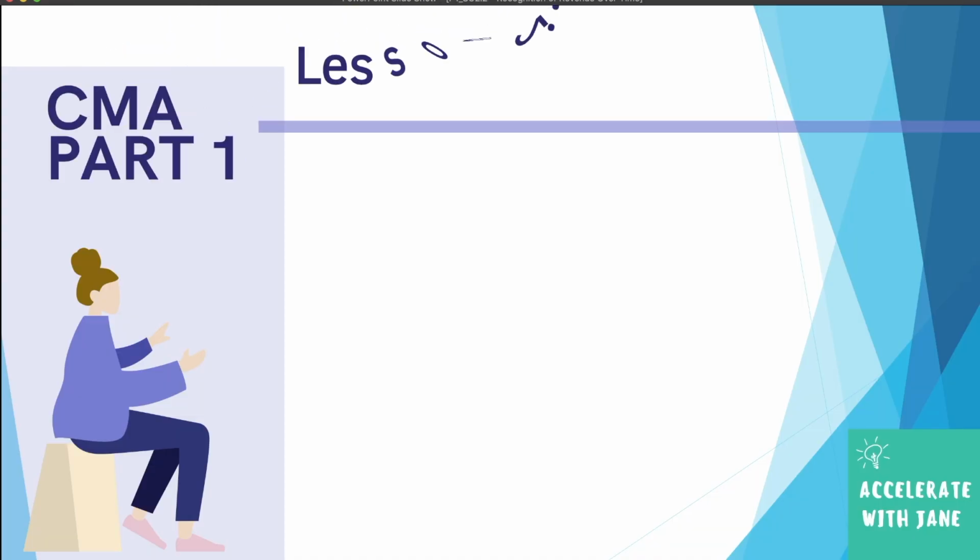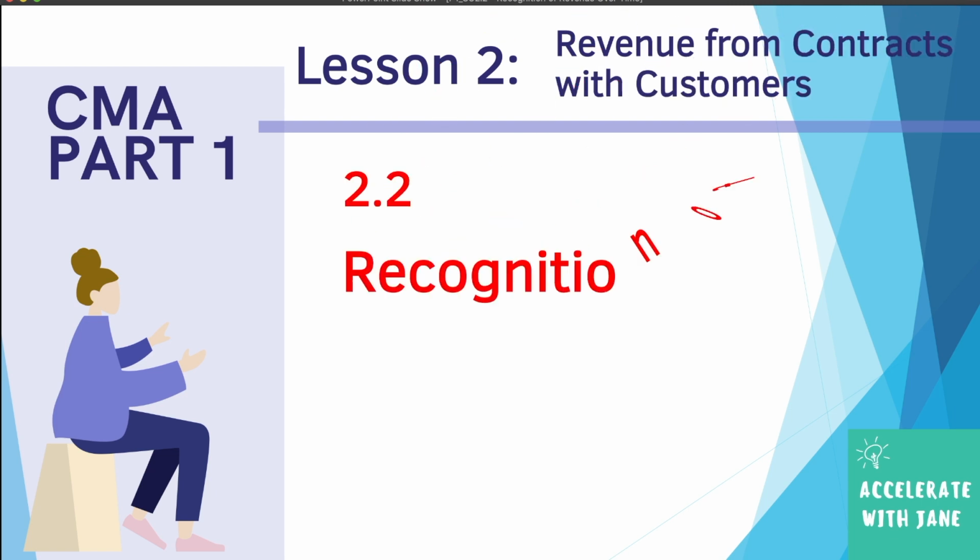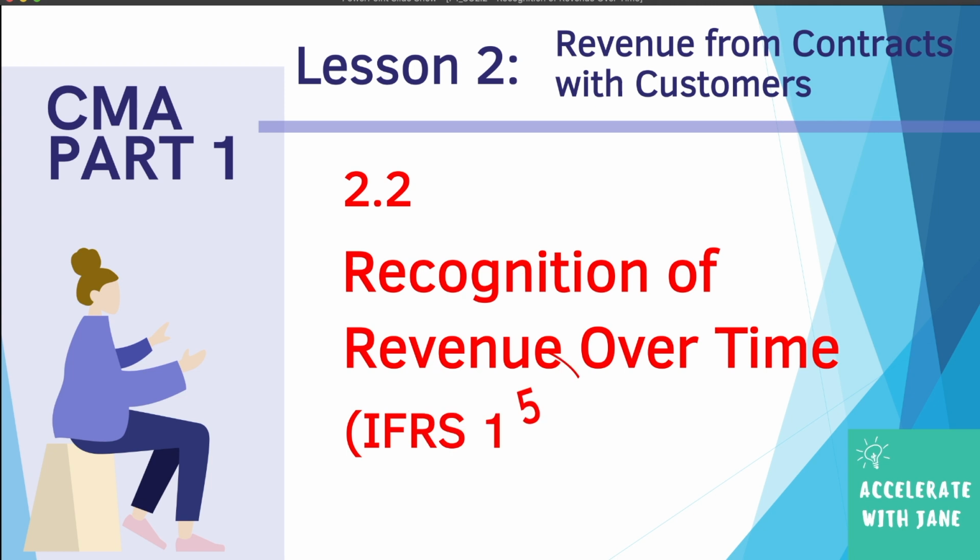Okay, so in this video, I'm gonna talk about Lesson 2, Revenue from Contracts with Customers, and Section 2 is about recognition of revenue over time, still under IFRS 15, and this is for CMA Part 1. If you haven't watched Section 1 of Lesson 2, go ahead and watch it. It's about the 5-step model of revenue recognition under IFRS 15.